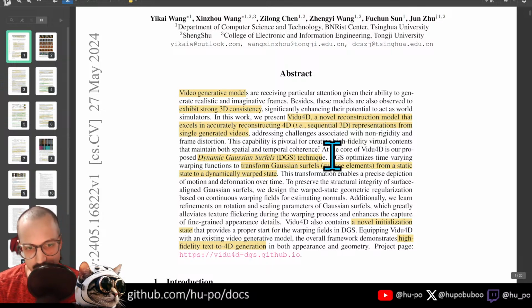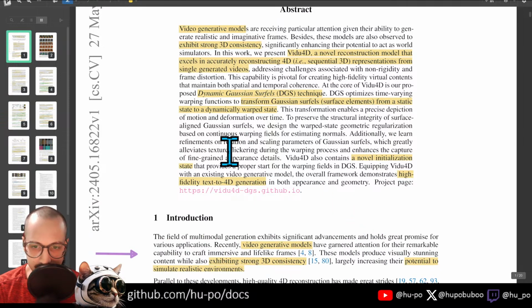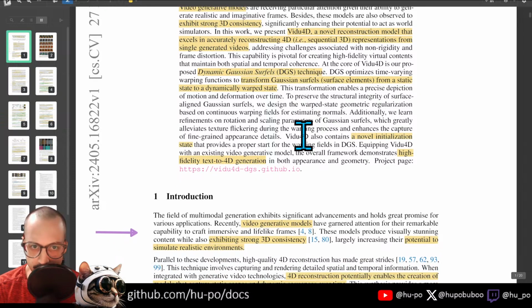At the core of Vidu4D is dynamic Gaussian Surfels, shortened as DGS. So you've heard of 3DGS. This is 4DGS, except rather than calling it 4DGS, they're going to call it DGS, just to be a little bit confusing. But they're going to be warping these Gaussian Surfels into a four-dimensional version. They do a couple different tricks here. They have a novel initialization state. They do this warping. And ultimately, they end up with high-fidelity text to 4D generation.